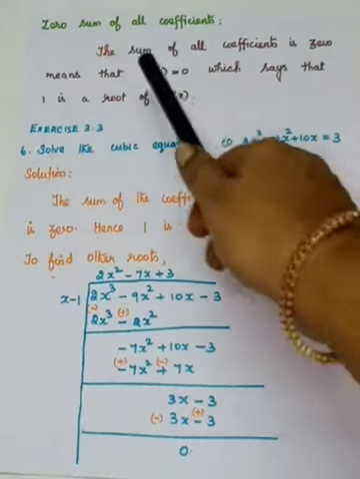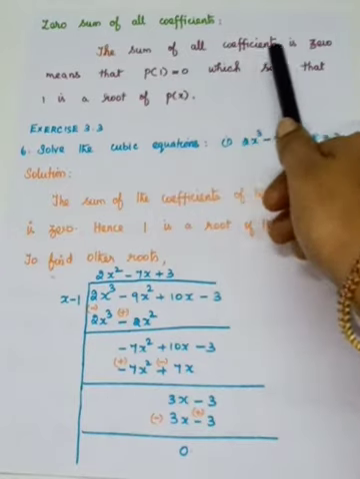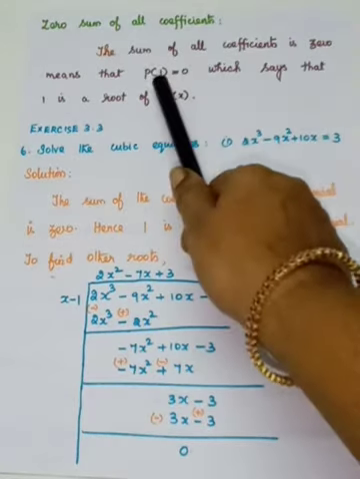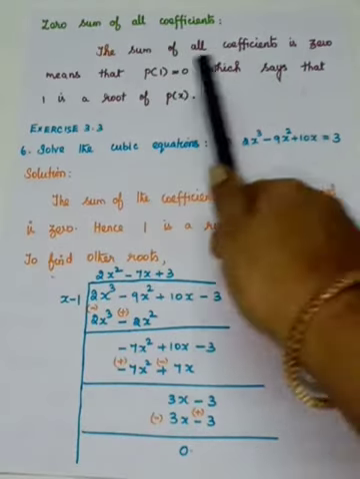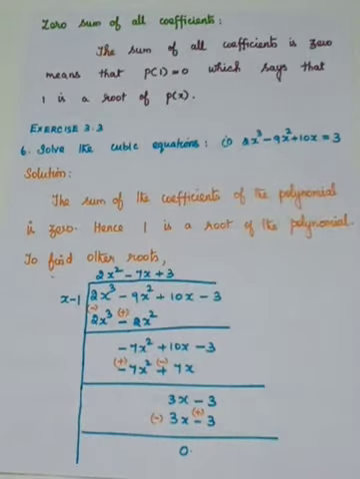See, that only it is given. The sum of all the coefficients is 0 means that P of 1 is equal to 0, which says that 1 is the root of the polynomial equation. So using this result, we are going to do the exercise.